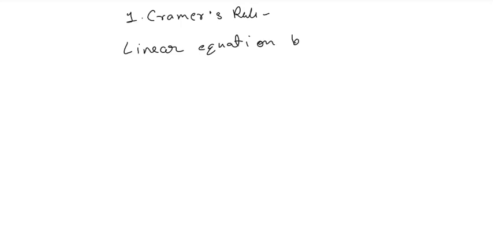Here we are going to talk about Cramer's rule first. Cramer's rule states that it is a method to solve a system of linear equations by finding determinants of matrices.